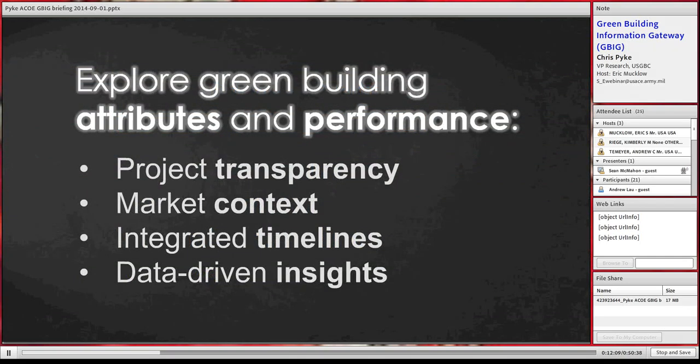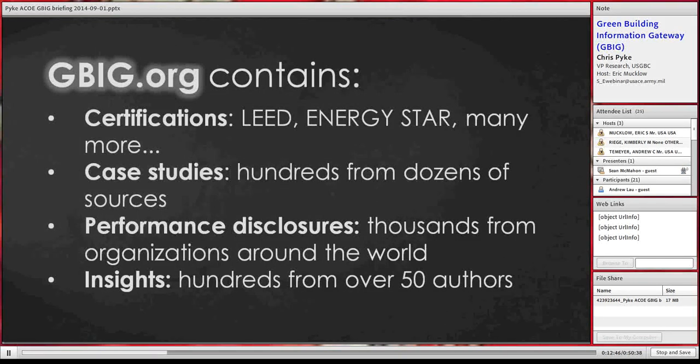First, I'm going to show you 4 different things that GBIG does. Our overarching goal is to provide a platform to explore the attributes and performance of buildings across the spectrum of green, recognizing that in the nighttime lights of the world, just like in our 15 million runners, there are all shades of green. And our goal is to be able to dip into those shades of green and provide some information about what's going on. So I'm going to share with you 4 things: project transparency, market context, integrated timelines, and data-driven insights. In the next 10 minutes, I hope that those things will mean a little bit more to you.